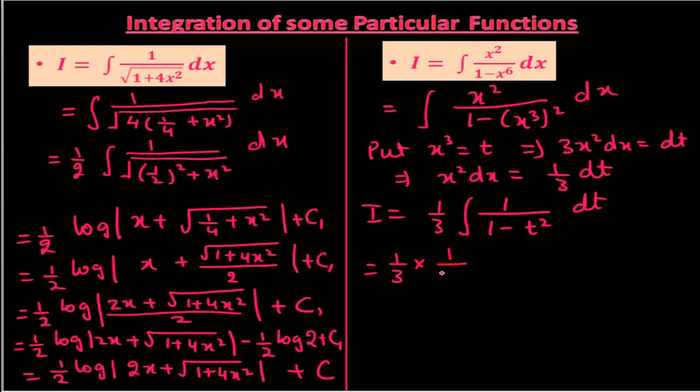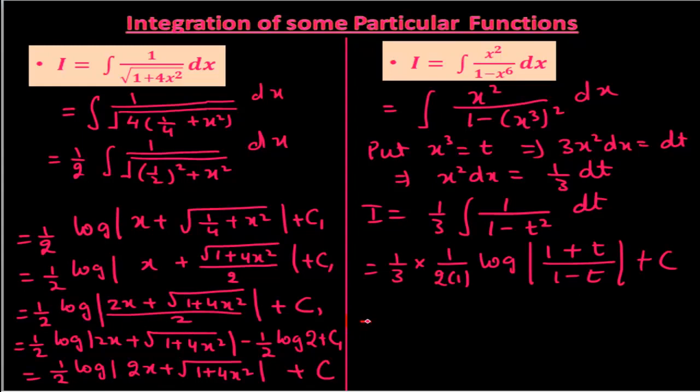So it is 1 over twice of a. Then it is log a plus x; we write in place of x here it is t. So 1 plus t over 1 minus t and the constant of integration. Simplify and substitute the value of t.